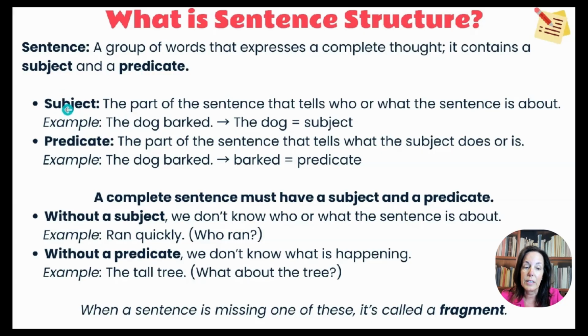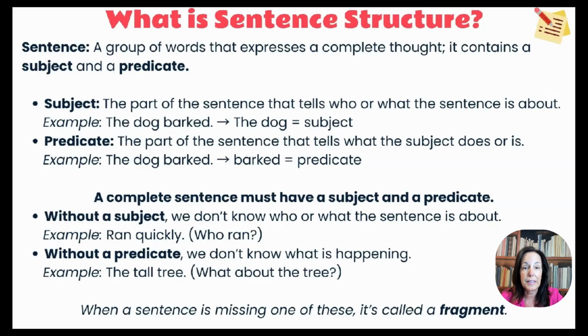The subject is the part of the sentence that tells who or what the sentence is about. For example, in the sentence, the dog barked, the dog is the subject. Predicate is the part of the sentence that tells what the subject does or is. For example, the dog barked, barked is the predicate.